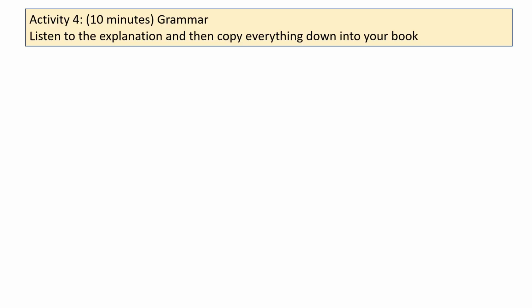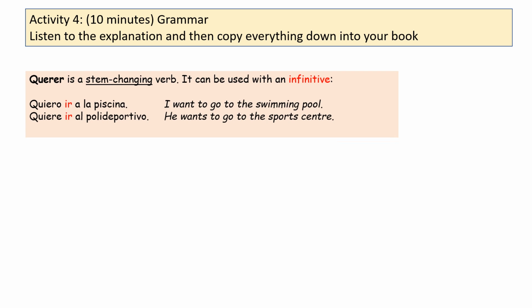So year 7, we're now going to focus on the grammar, looking at the verb querer, to want. So as always, listen to the explanation, then pause your video to copy everything down. So querer, we know, is an irregular verb, or we call it a stem changing verb, and that's because the stem changes as we'll later see when we come to conjugating it. It is normally followed by an infinitive.